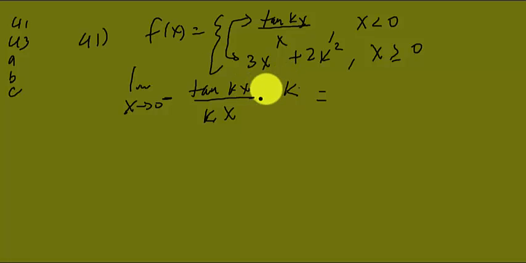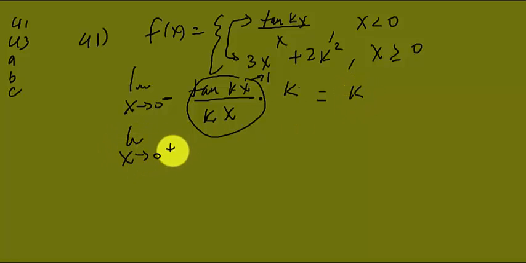That's why I have to use the top function. Okay, and this is going to go to 1, so 1 times k, that's going to go to k. Then when I take a limit as x goes to 0 from the right side, I'm using 3x plus 2k squared. Okay, and then when I take a limit of that, this is going to go to 2k squared. The only way this could be true is these two values are exactly the same.